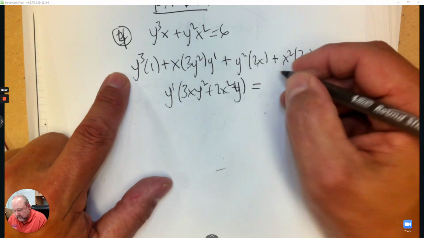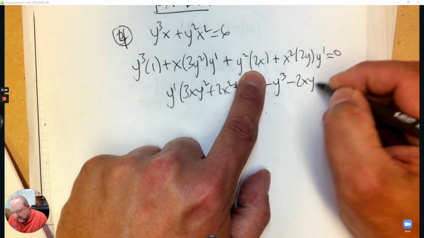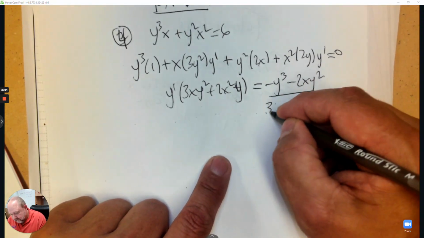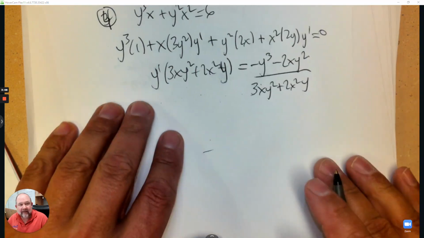And then everything else is going to subtract. So this is going to subtract. This is going to subtract. And then divide. See if we can make that simple and not a headache.